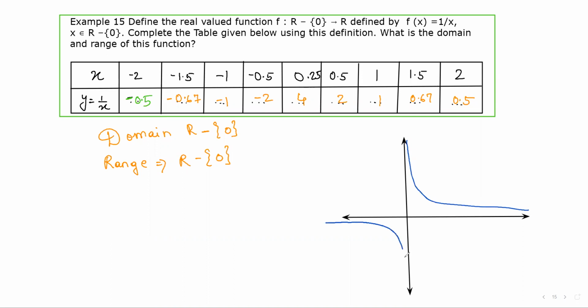Similarly, it will look something like this. It will never touch the positive or negative x or y axis, but it will definitely become closer.